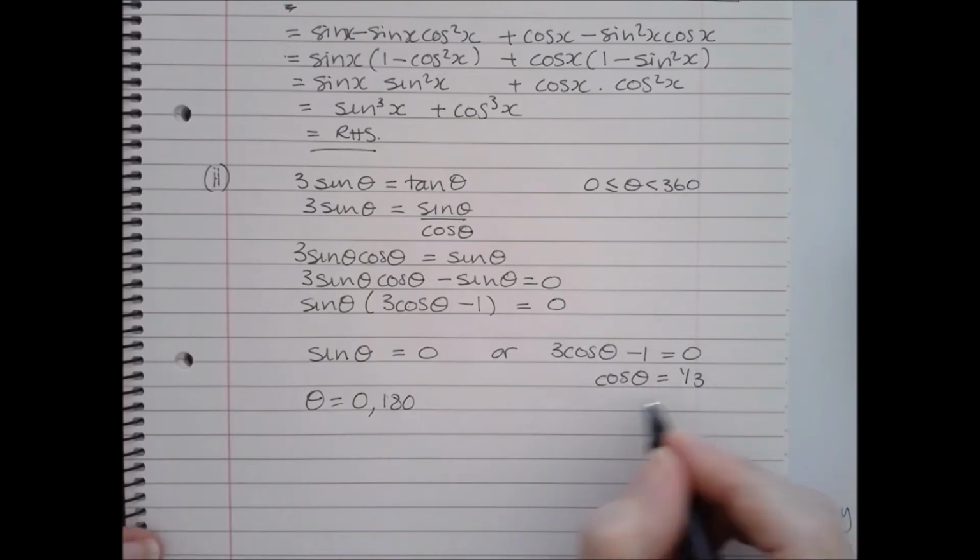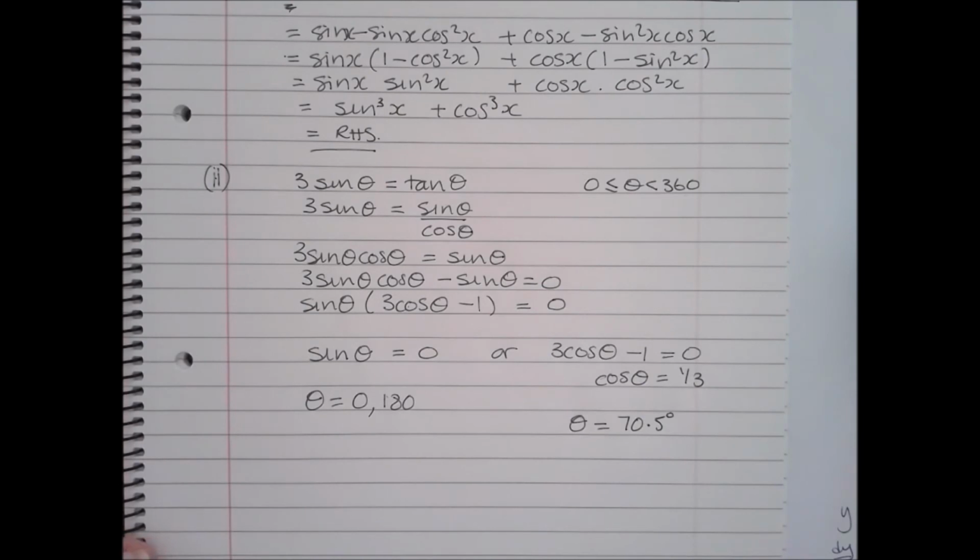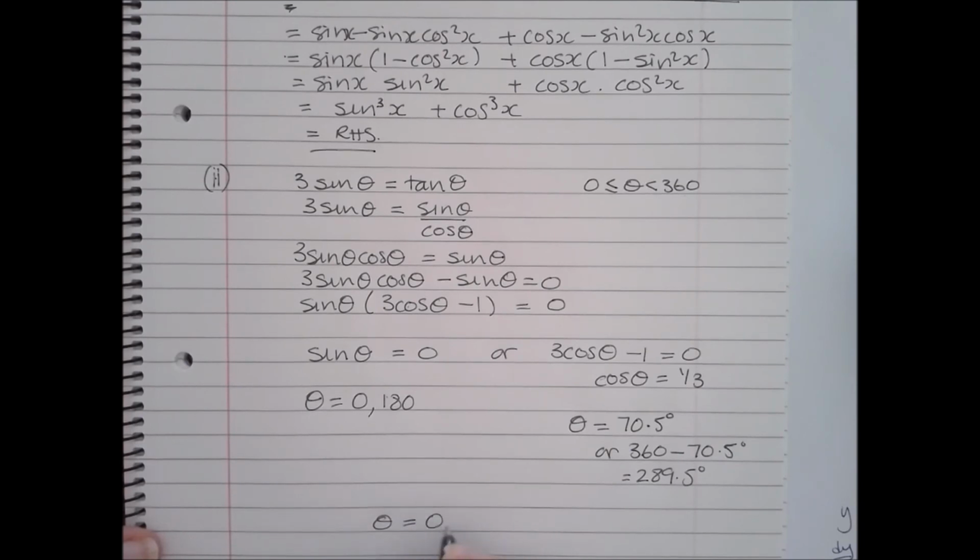And then for the third, the inverse cos of a third on your calculator gives you 70.5, and then to get the next solution you're going to do 360 minus 70.5. So my next solution is going to be 289.5. So theta is 0, 180, 70.5 or 289.5.